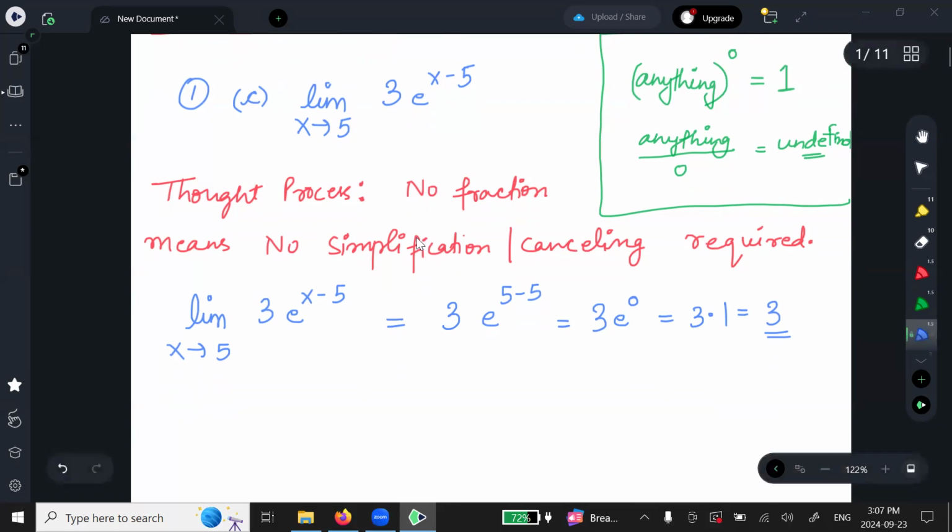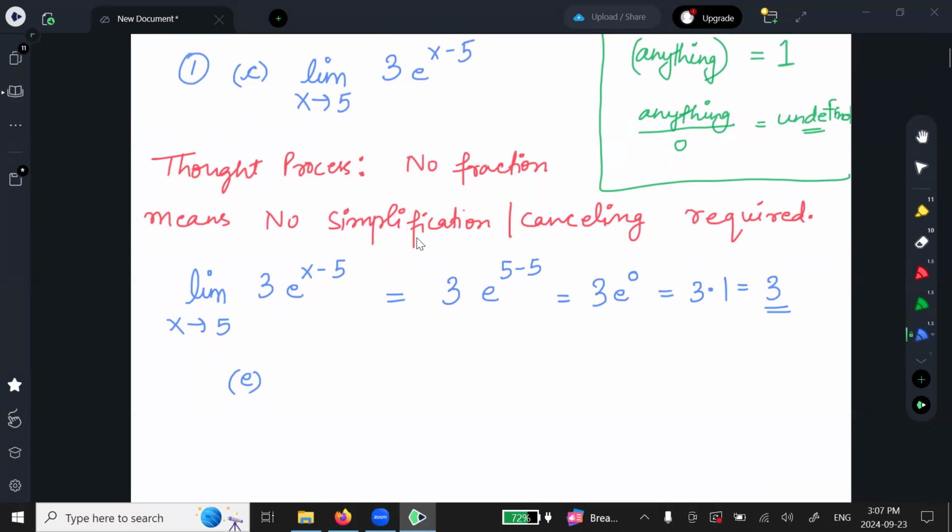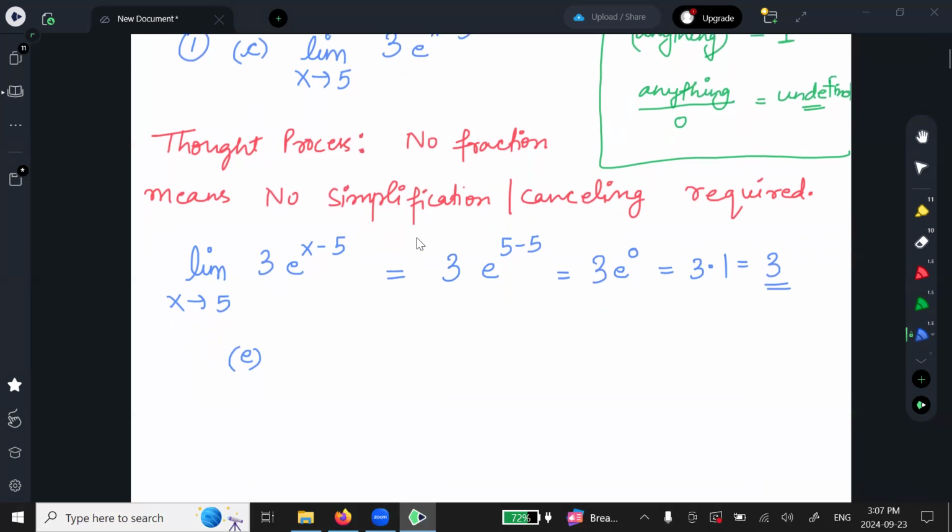Sometimes they might give you a variable in your function. We do not panic. We still plug in the value. Unless the denominator is 0, we do not simplify. Just plug in the limits. So I have limit x approaching negative 1. This is part E of the same question. A x cube minus 3x square plus 3, over 4x cube plus 1.